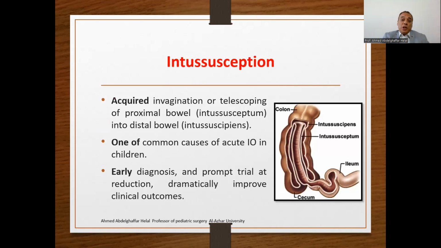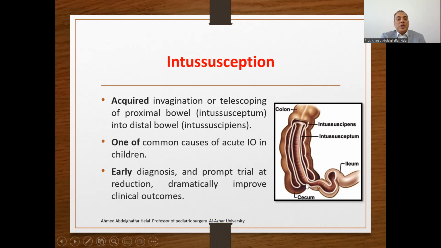Intussusception. What is the meaning of intussusception? It is acquired invagination or telescoping of the bowel. Part of the bowel is invaginated or telescoped into another part. So we have a proximal bowel, like the terminal ileum, and the distal bowel, like the ascending colon. So the proximal bowel will be telescoped or invaginated into the distal bowel.